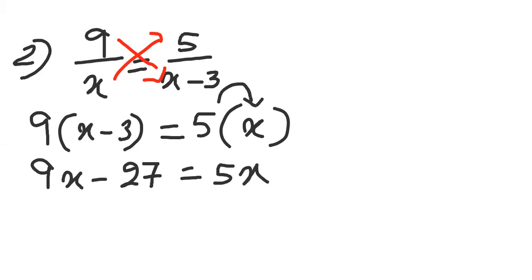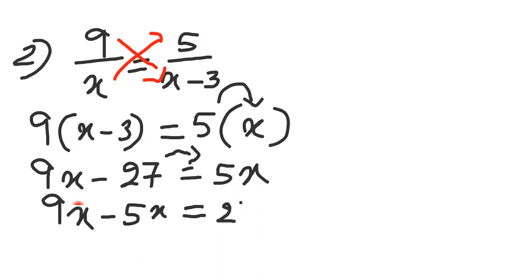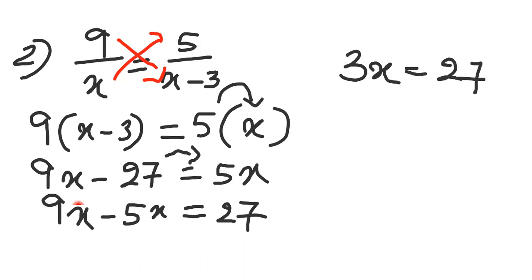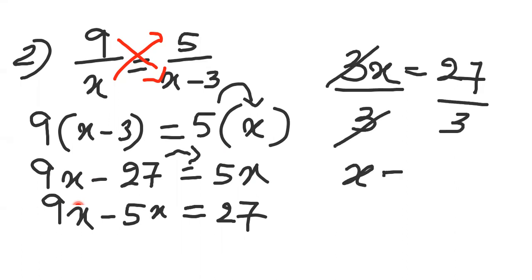Now, these are like terms, same variable is there. So rather than carrying 9 to that side, better I can carry 5 to this side. Then I make it negative 5x and easily I can take 27 to that side by making it positive 27. 9 minus 5 means you are getting 3x. 3x equal 27. Since this is a multiplication, you can divide both sides by 3. 3 cancels and x is equal to 9. x is equal to 9.